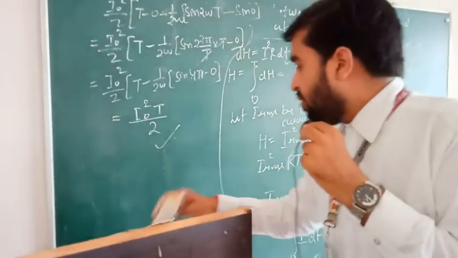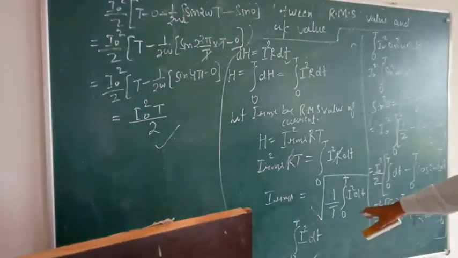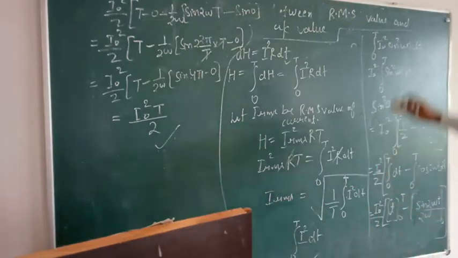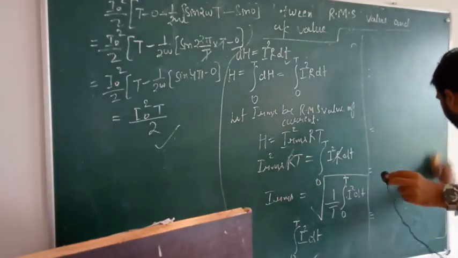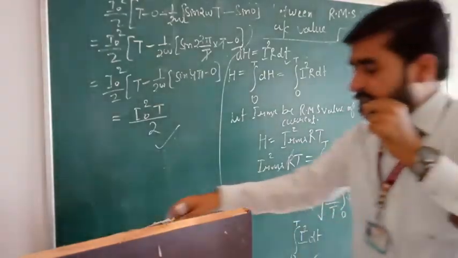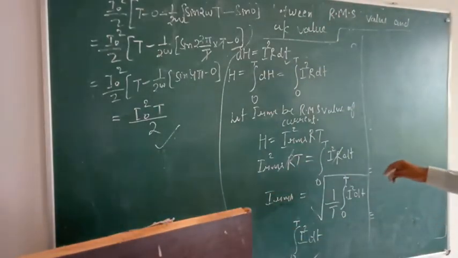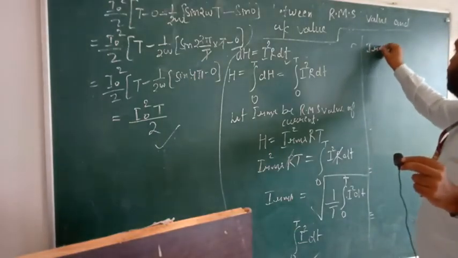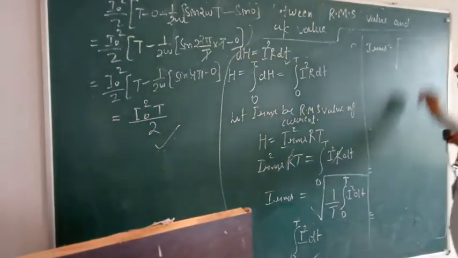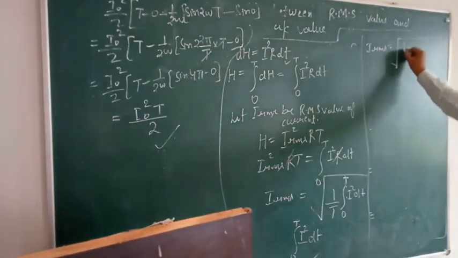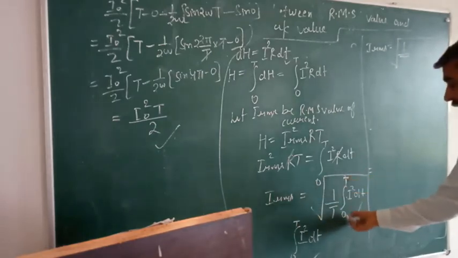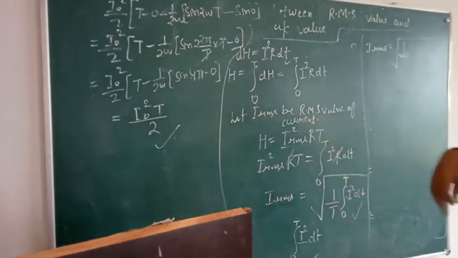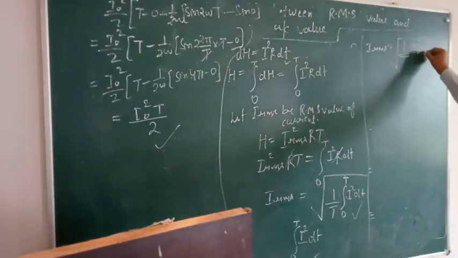Now students, we have to substitute this value here in the value of IRMS. So I need this space on the board. I hope you have gone through this. So I am erasing this. Now substitute this value. IRMS will be equal to, firstly root 1 upon t. In place of this integration 0 to t I square dt, we can substitute I naught square t upon 2.